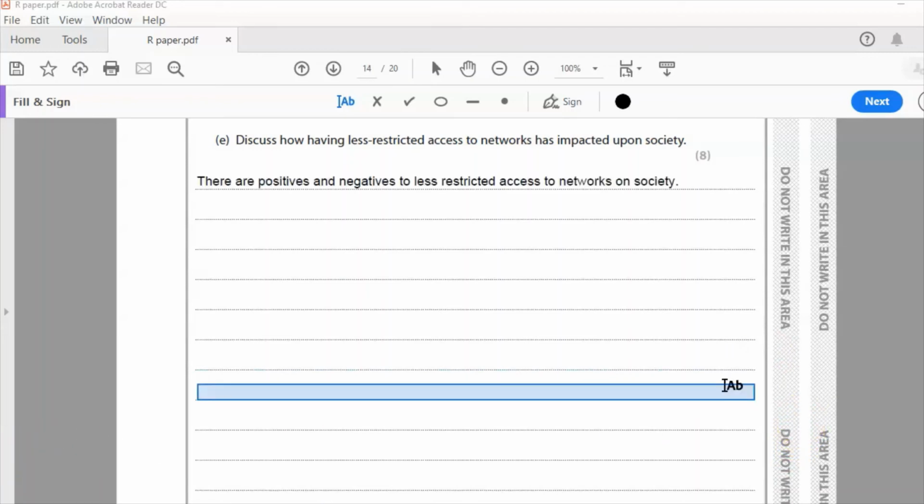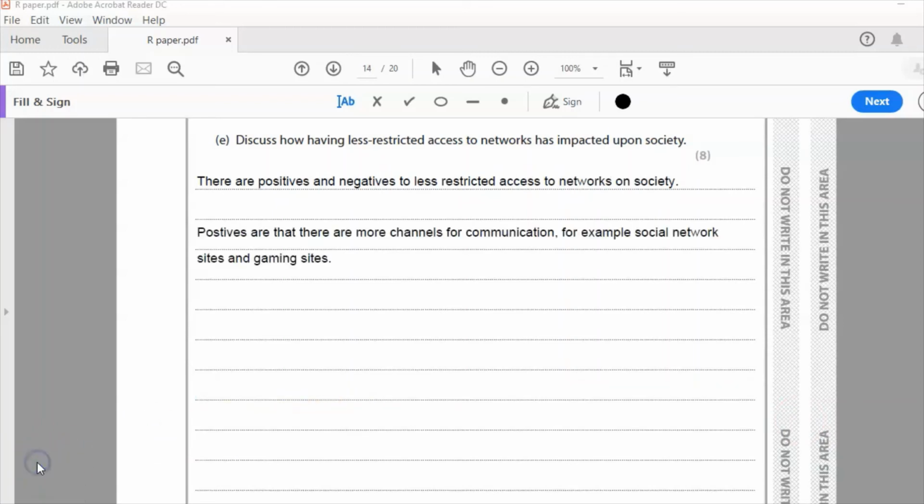So start my response with just a simple sentence. There are positive and negatives to less restricted access to networks and society. To start with some of the positives. Positives are that there are more channels for communication, for example, social network sites and gaming sites. Different channels that people can communicate with each other. That is opened up. Knowledge can be shared more easily. Lots of forums for different things. If you're into a specific hobby, you can share knowledge about that. How-to guides on YouTube, for example.